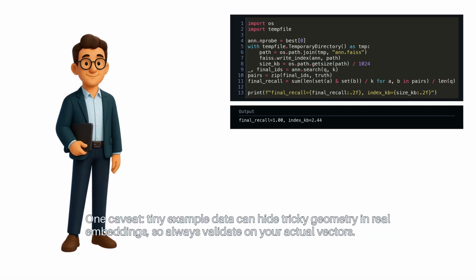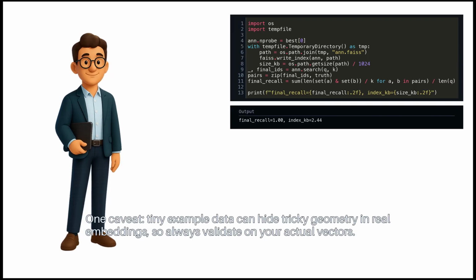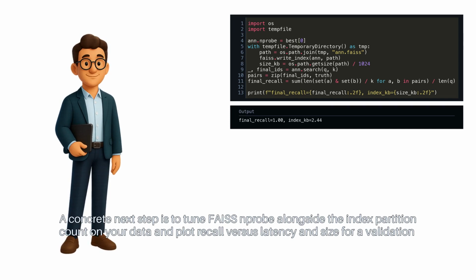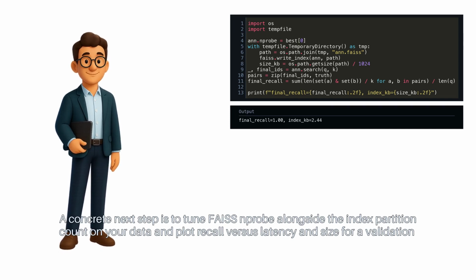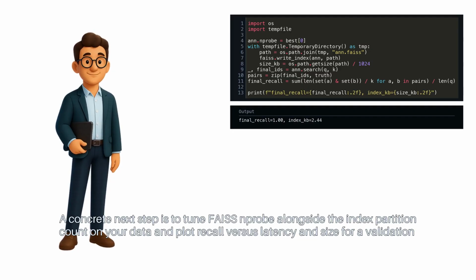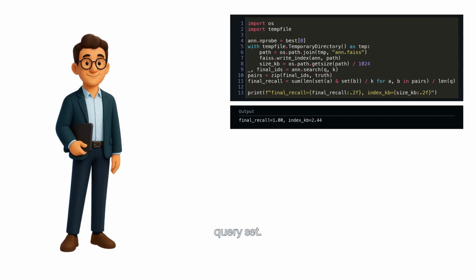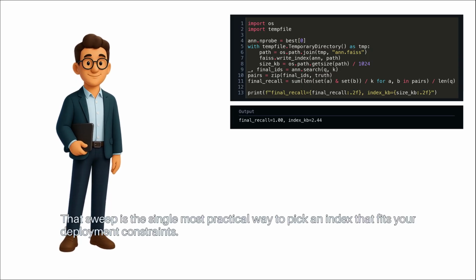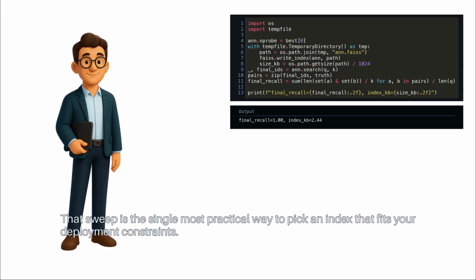One caveat: tiny example data can hide tricky geometry in real embeddings, so always validate on your actual vectors. A concrete next step is to tune FAISS nprobe alongside the index partition count on your data, and plot recall versus latency and size for a validation query set. That sweep is the single most practical way to pick an index that fits your deployment constraints.